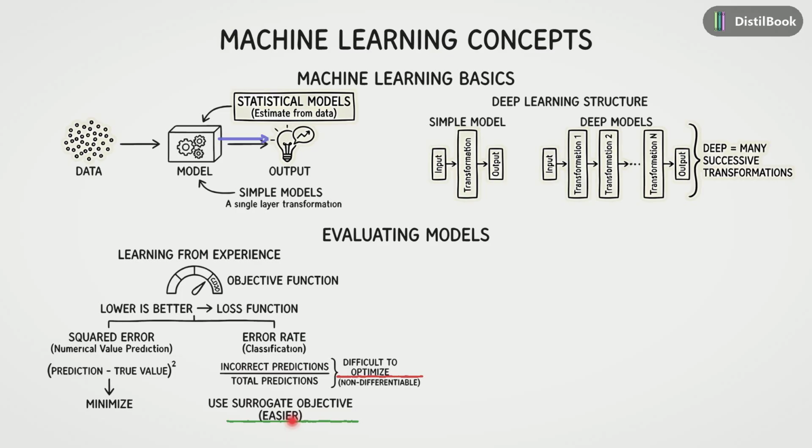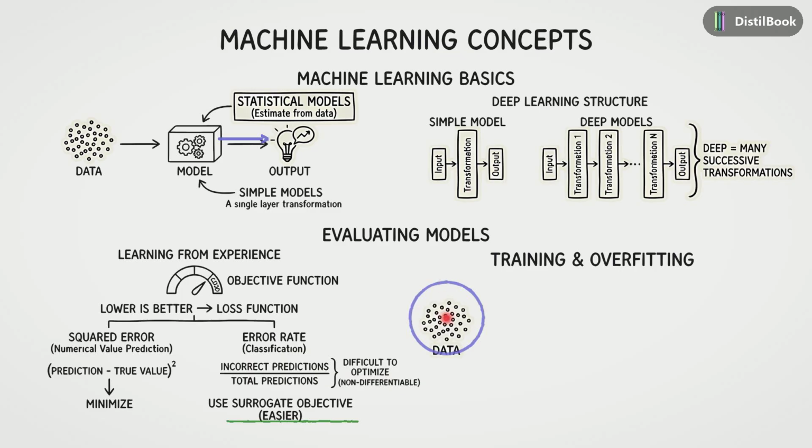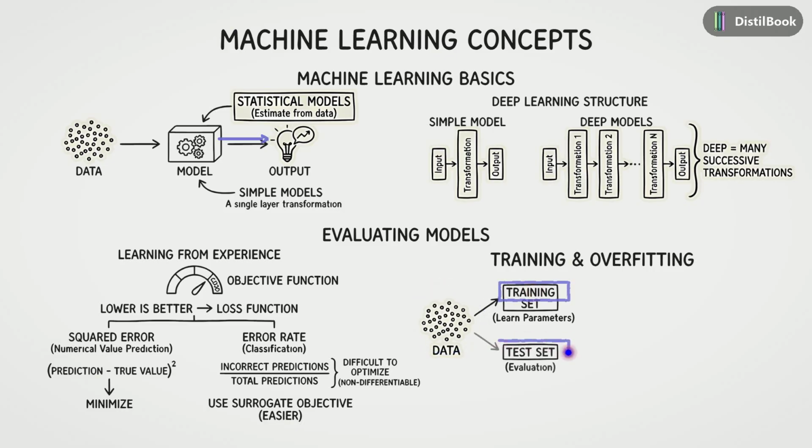Finally, let's talk about how we train these models without cheating. We take our source data and split it into 2 buckets. First, the training set, which the model uses to learn its parameters. Second, the test set, which we hide from the model to evaluate it later. If the model performs well on both, we achieve generalization.